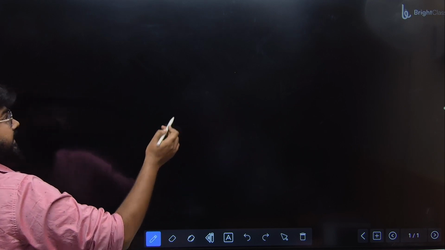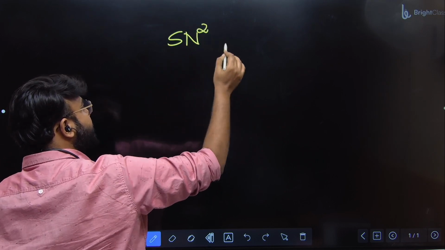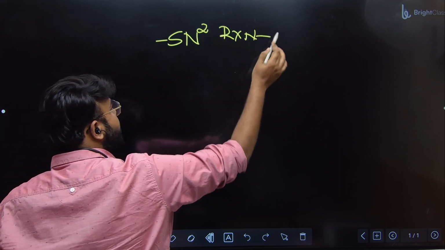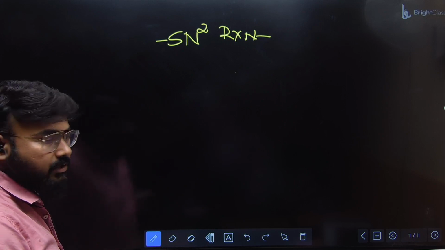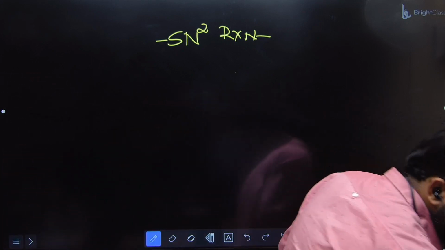So guys, please write the headline: SN2 reaction. Okay. SN2, that means SN2 reaction.